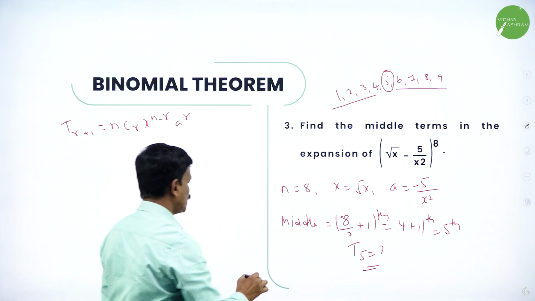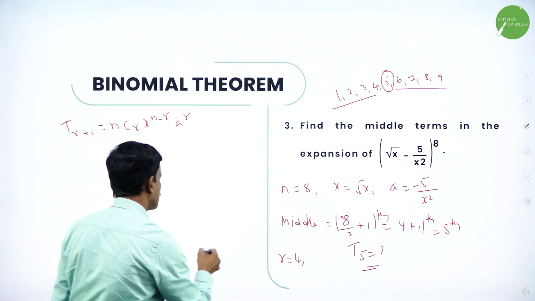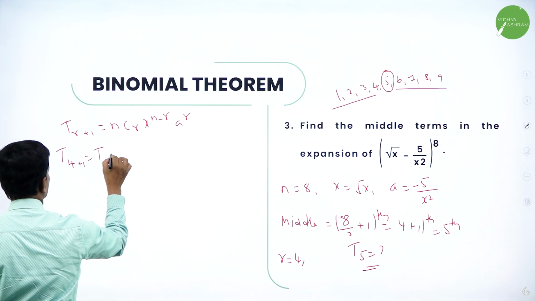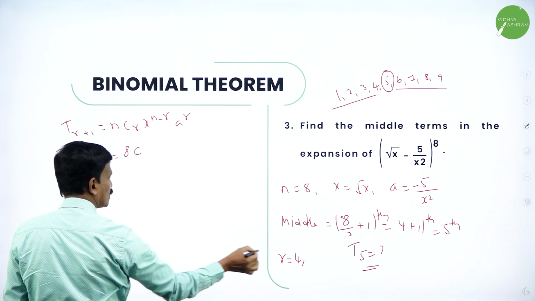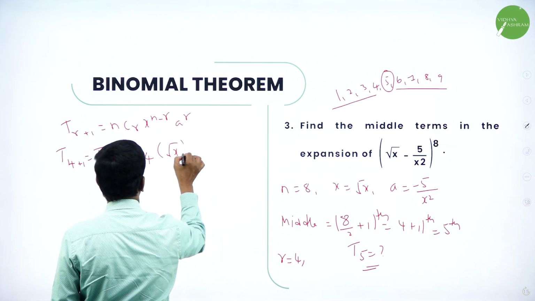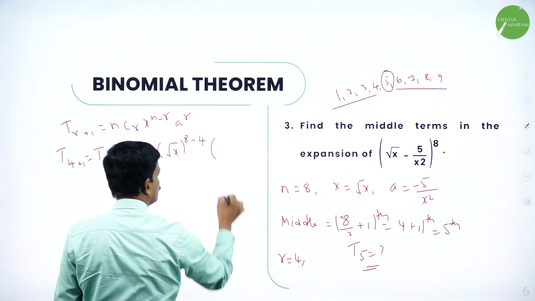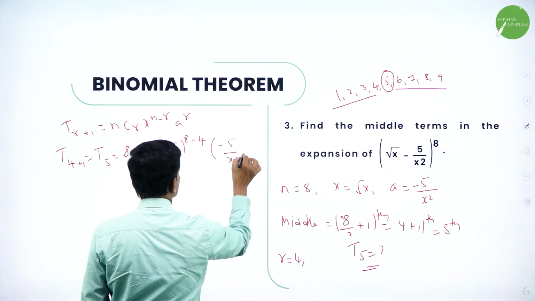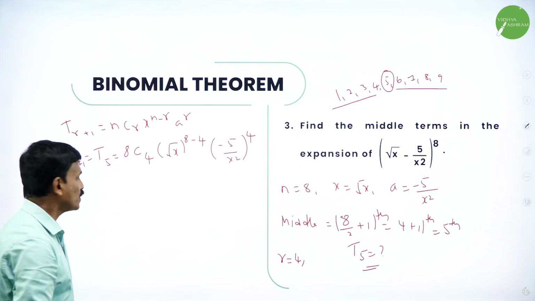Now what is to be found here? To find the 5th term, r is equal to 4. Put r is equal to 4. T(4+1), that is T5, is equal to, what is n? n is equal to 8. C r, what is r? 4. 8C4. x, what is x? (Root x) to the power of n minus r, that is 8 minus 4, into a. What is a? We have (minus 5 divided by x square) whole to the power of r, which is 4. Okay. Now simplify this.